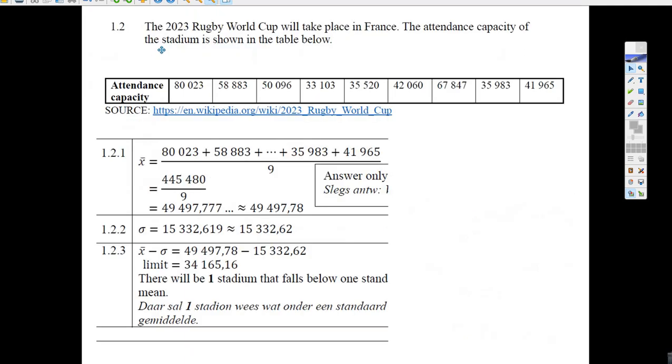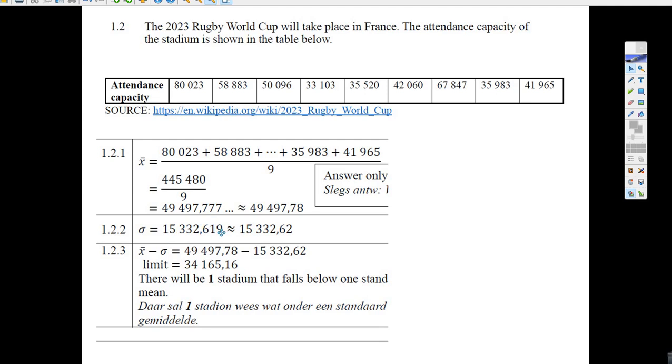There's the prediction. The next question, wow, it's got all this capacity down here, the attendance capacity of stadiums. And there they are. You've got like, I don't know how many, 9 numbers there. Ask you to find the mean. Well, you can put them in your calculator and go shift stat and go to mean with that VAR button, and you can get that answer right away, 49,497.78, or you can add them all up and divide by 9. That would take a long time.